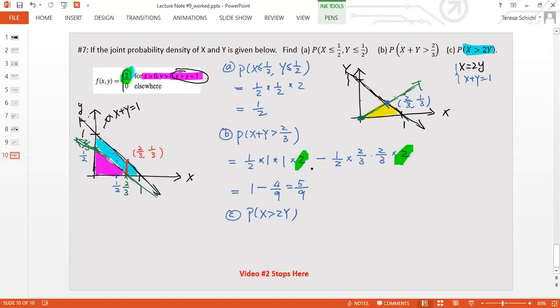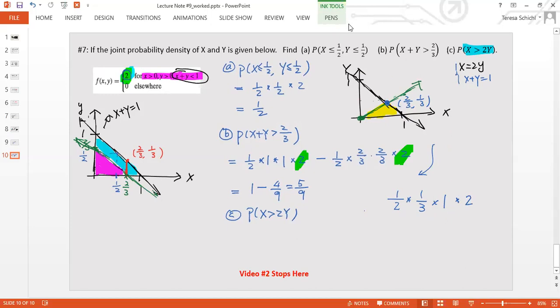Now what is the area here? It's 1/2 the base times the height. What is the height? It's 1/3. So it's 1 times 1/3, and the half because it's a triangle. But then I also need to times 2.